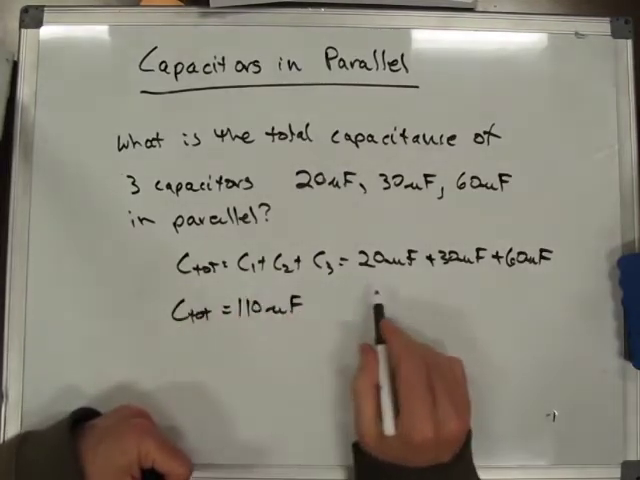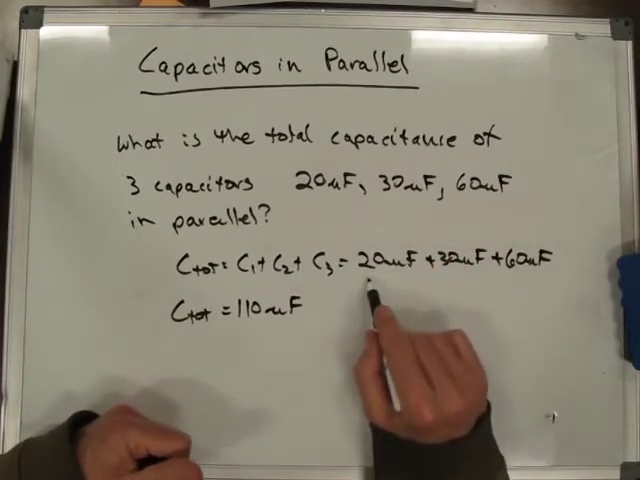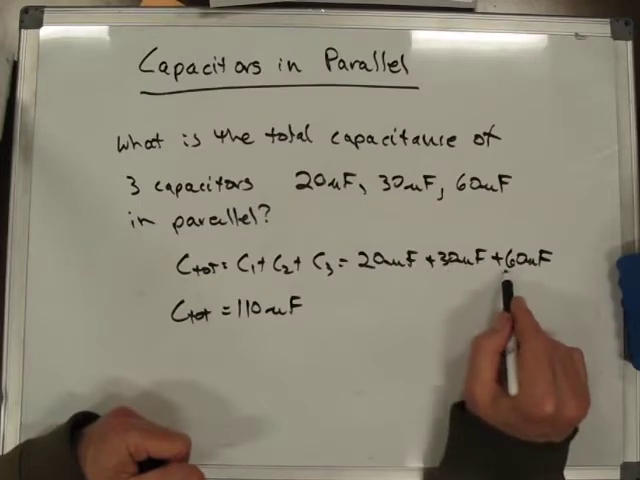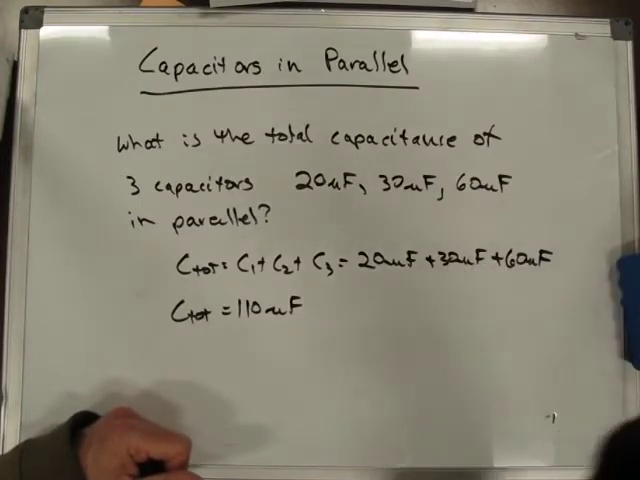And so the total capacitance of 3 capacitors, 20, 30, and 60 microfarads in parallel, is just 20 microfarads plus 30 microfarads plus 60 microfarads, or 110 microfarads.